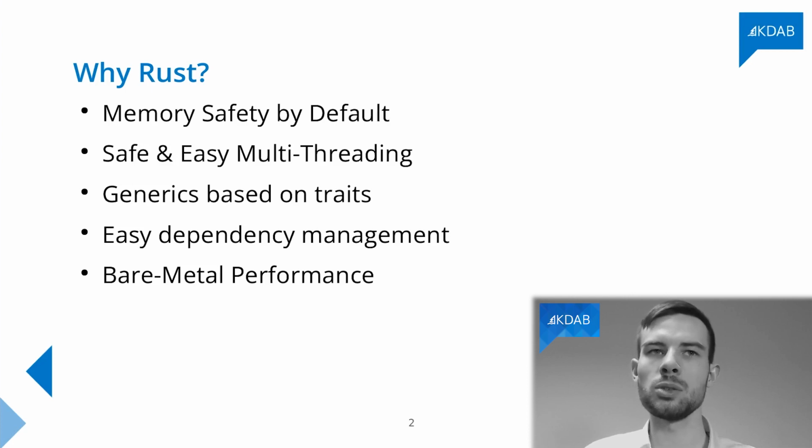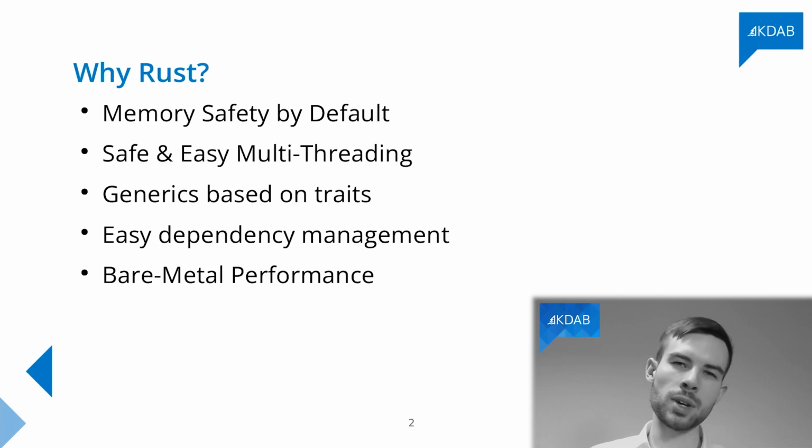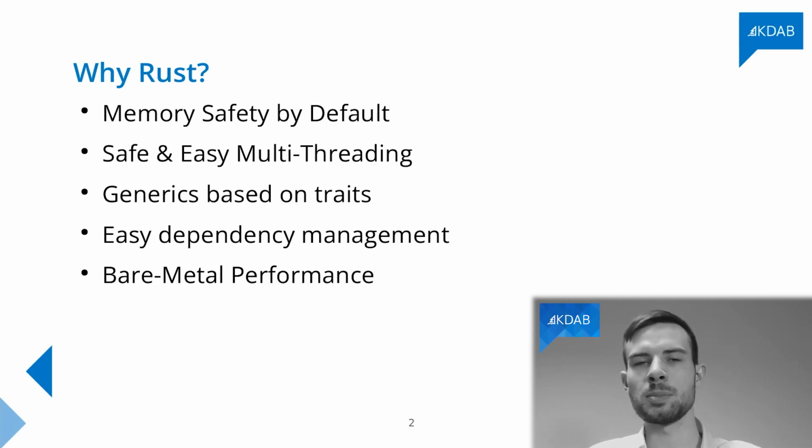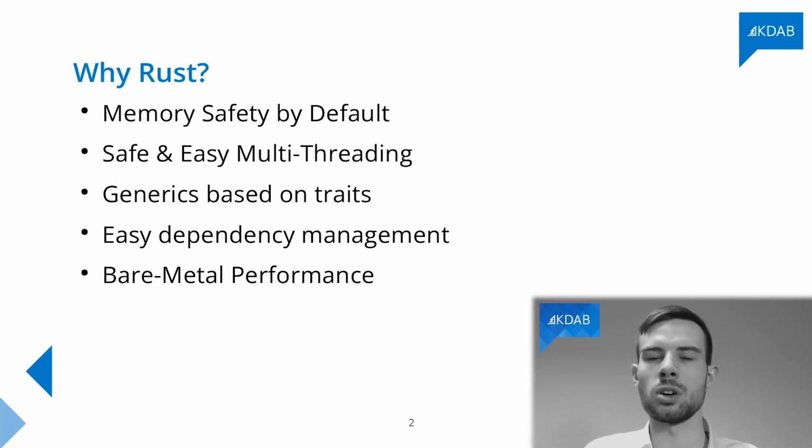The same goes for multi-threading, where Rust is very safe in comparison to C++. And that also makes it very easy to multi-thread because you're protected against data races that can cause very hard to detect errors that can be really problematic. And we also get a great generic system that is based on what Rust calls traits. And that's somewhat similar to the concepts available in C++20. However, Rust already has them and uses them by default and makes them available everywhere.